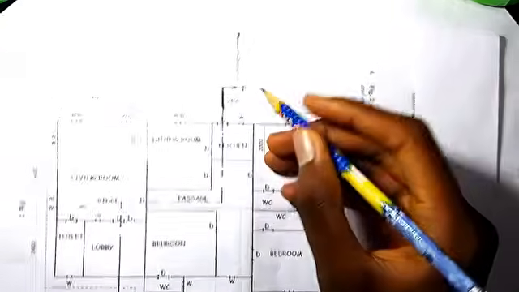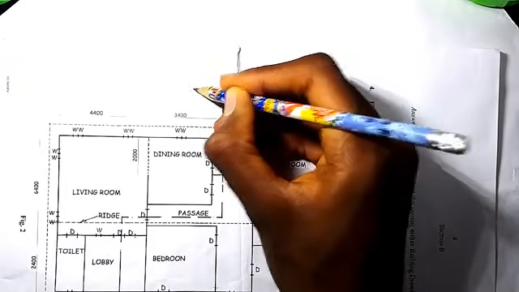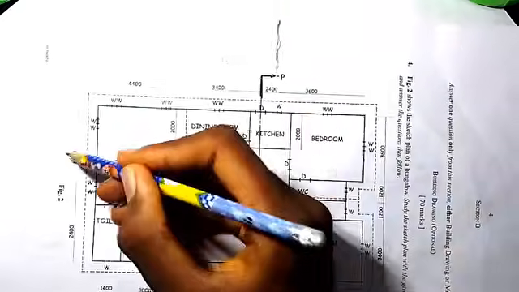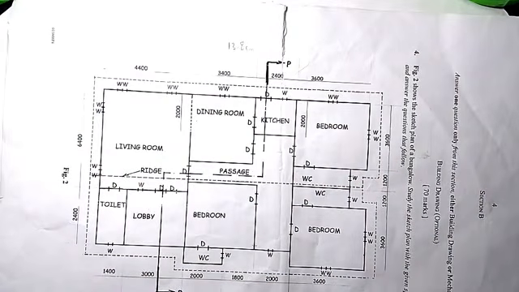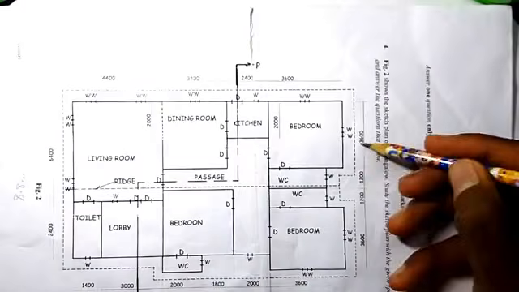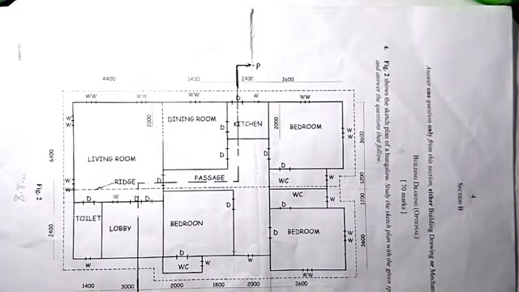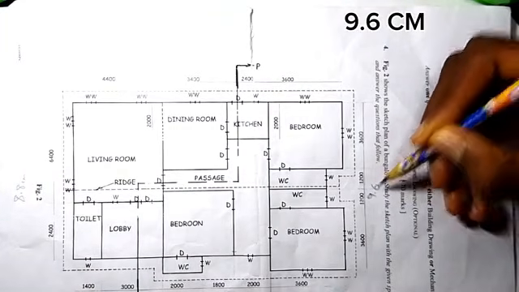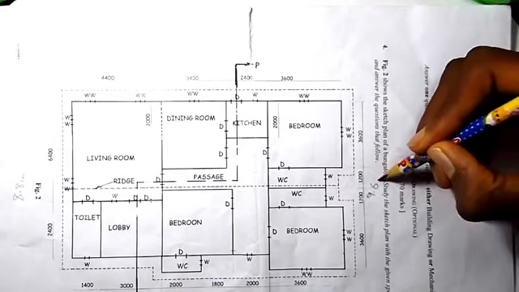So the width of here is 13.8. That's the total length in centimeters. Then for this side we're having 2.4 plus 6.4, which is 8.8 centimeters for this side. Then here we're having 3.6 plus 1.2 plus 1.2 plus 3.6, which is 9.6. So here is giving us 9.6 centimeters.